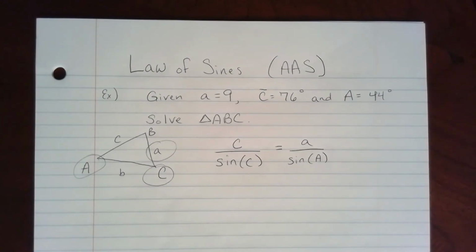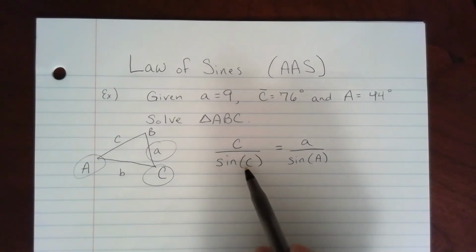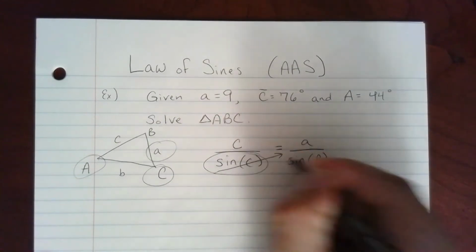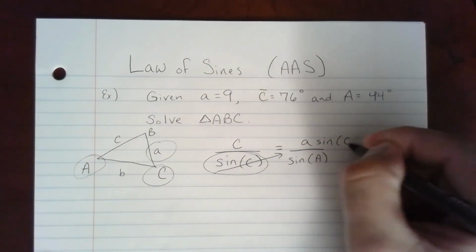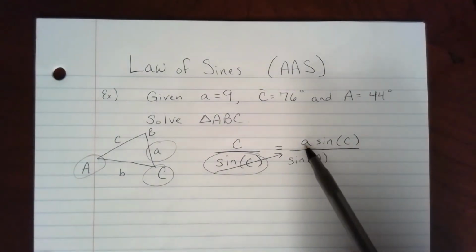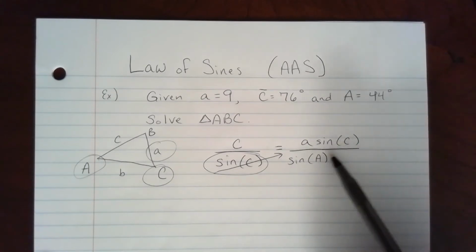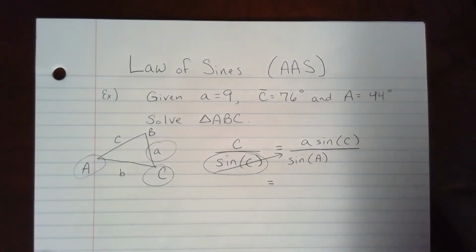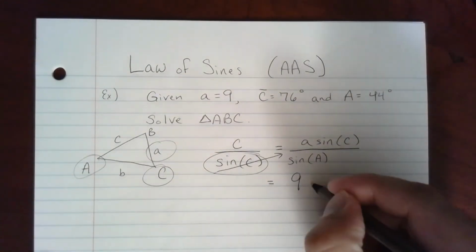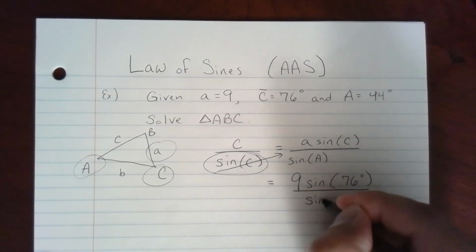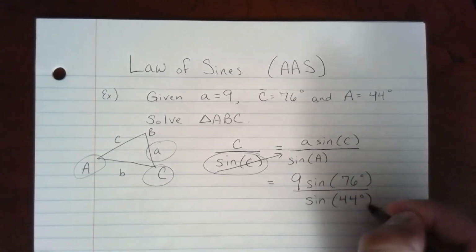Now, with some basic old school algebra, we have division here by sine of big C that we don't want in the problem. We're trying to solve for little c right now. I know that I can take this sine of big C and multiply it to the top of this side of the equation. This tells me that little c is going to equal little a times sine of big C all over sine of big A. And those are all things that I can access. I know that a is 9, big C is 76 degrees, and big A is 44 degrees.